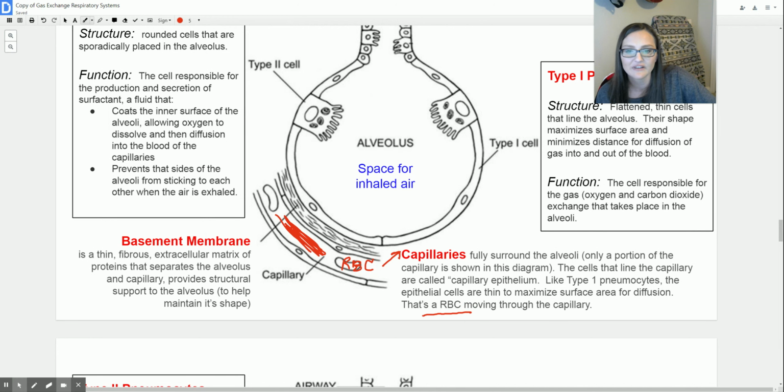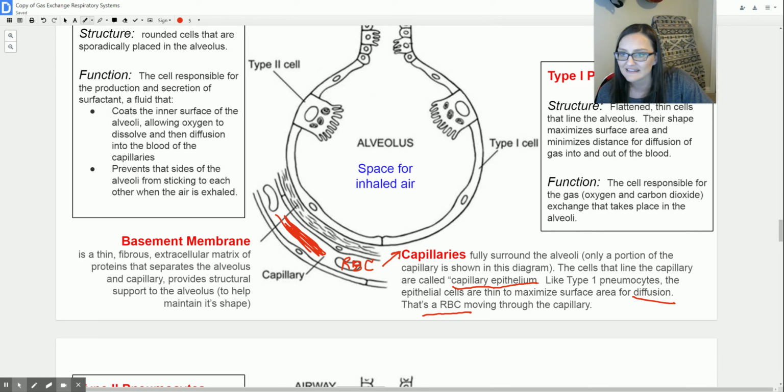So what is the capillary really going to do? The capillaries fully surround these things in this really cool webbing of capillaries. The cells that line the capillary are called capillary epithelium. That will come up in just a minute. They are thin, and they really want to maximize that surface area for diffusion. And what are they diffusing? They're trying to get that CO2 and that oxygen to go back and forth.